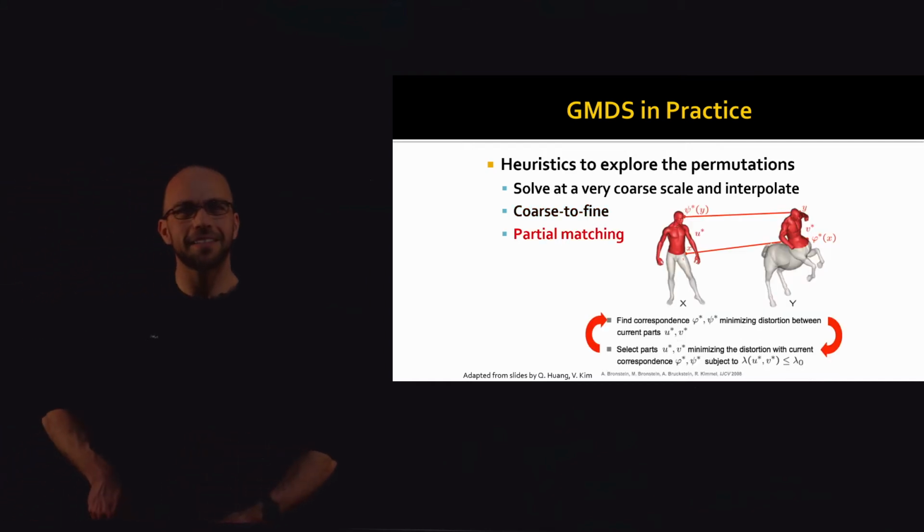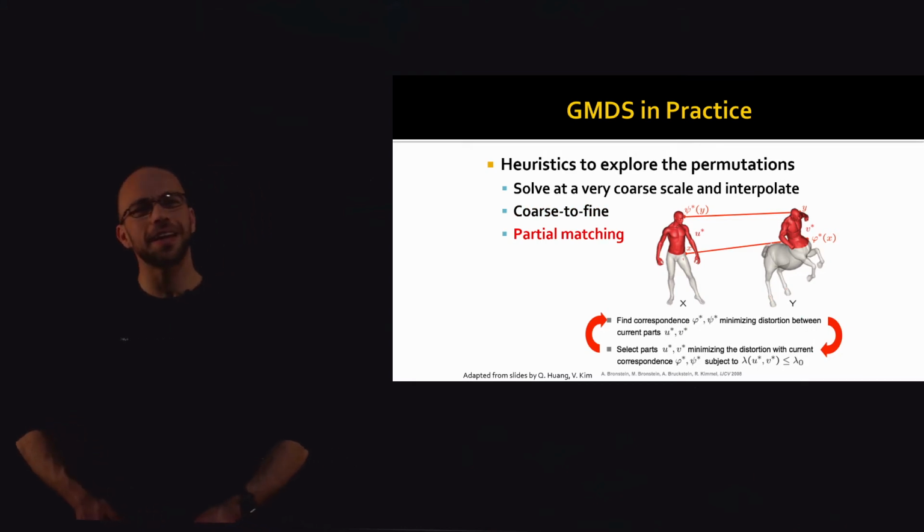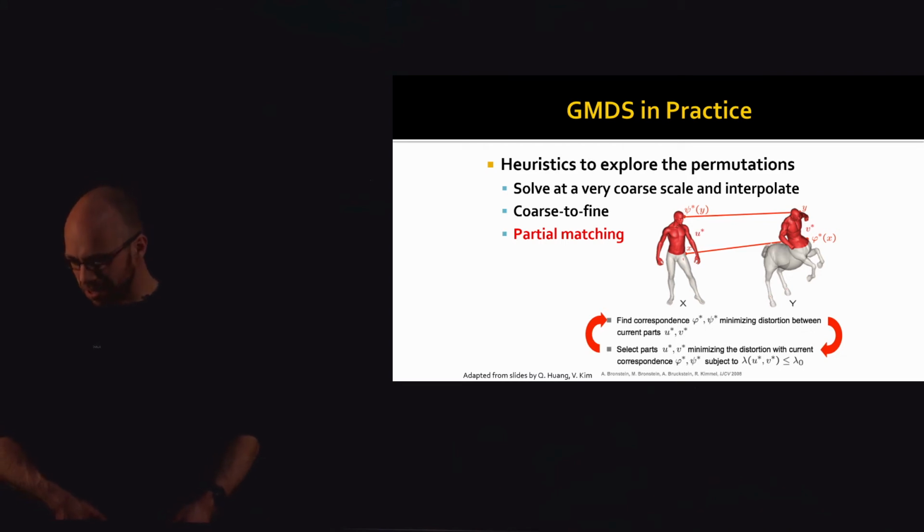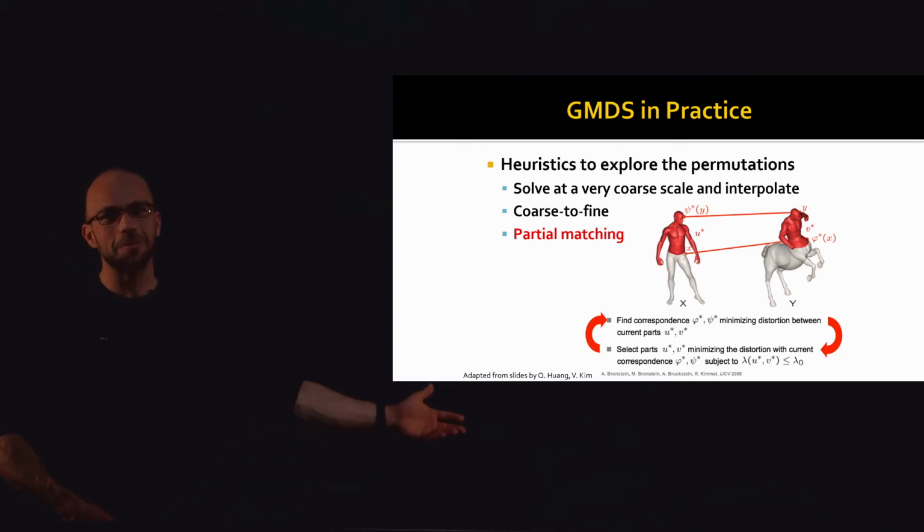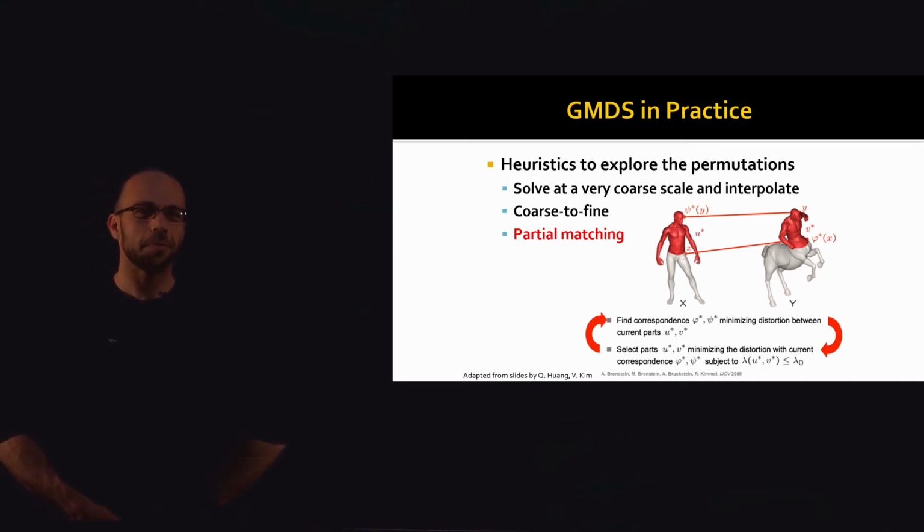And one of the other things to note in practice, it's kind of a weird third bullet point, I guess, is that GMDS also has been extended in clever ways to cope with partial matching, which is even harder. So now you can't rely on the marginals of that permutation matrix. For example, if I want to map a human to a centaur, then I need to identify not just a good low distortion map, but also which parts are actually present in the two surfaces.